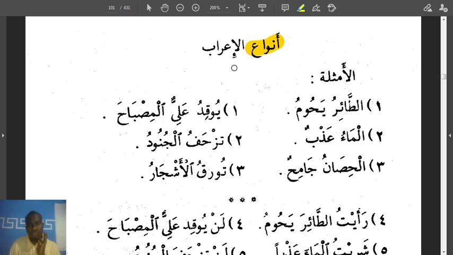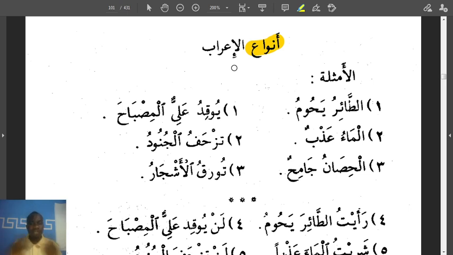So just like the example I just gave, Uridu an atakallama ma'aka. Here I said atakallama. And then I say kuntu atakallamu. So you realize that the first one I said atakallama, gave it fatha, the second one I gave it dhamma.